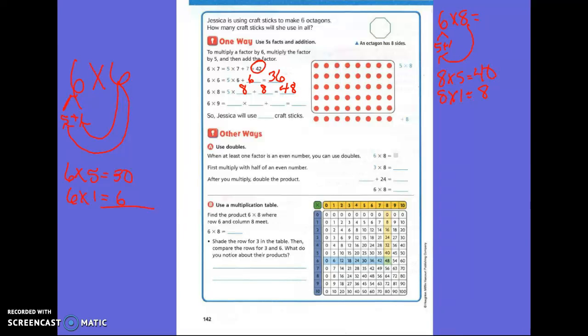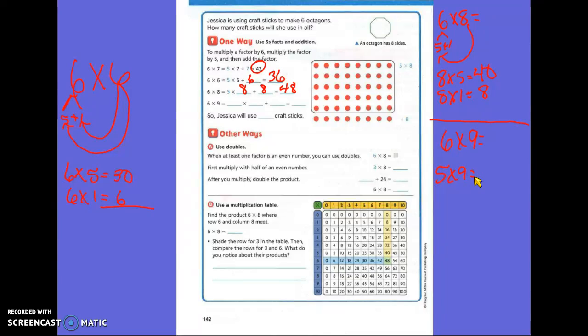Now let's do 9, and I want you to tell me how to do it this time. Instead of doing 9 times 6, what am I going to do instead? 5 times 9. Sorry, I mixed them up. So, we're going to do 6 times 9. And instead of doing 6 times 9, we're going to do 5 times 9. What is 5 times 9, everybody?